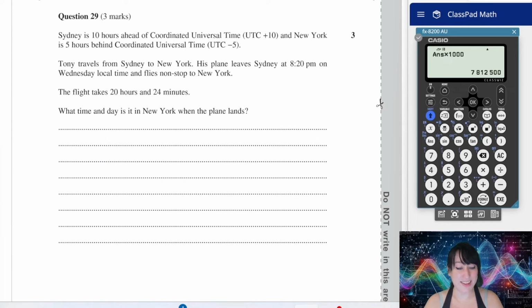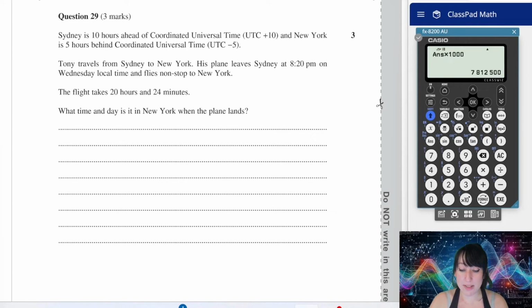Question 29. Sydney is 10 hours ahead of Coordinated Universal Time, which is UTC plus 10, and New York is 5 hours behind Coordinated Universal Time, UTC minus 5. Tony travels from Sydney to New York. His plane leaves Sydney at 8:20 p.m. on Wednesday local time and flies nonstop to New York. The flight takes 20 hours and 24 minutes. What time of day is it in New York when the plane lands?